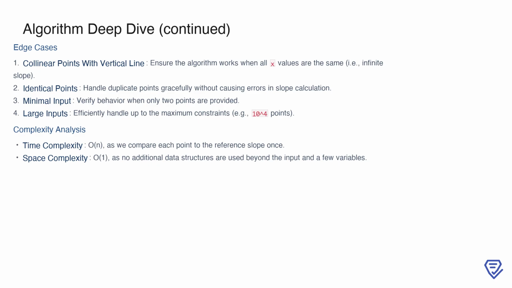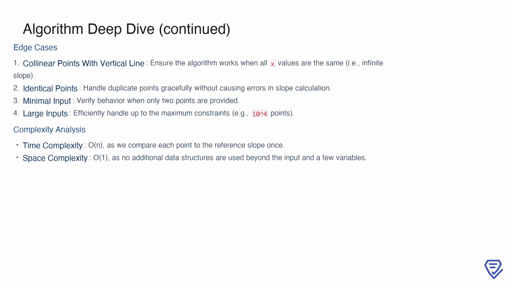When working with this algorithm, it's important to account for edge cases to ensure robustness. One key scenario is collinear points with a vertical line, where all x values are the same, resulting in an infinite slope. The algorithm should handle this gracefully using the cross-multiplication method. Another situation is when there are duplicate points, which must not disrupt the slope calculations. Additionally, we need to verify how the algorithm behaves with minimal input, such as just 2 points, which should always return true. Lastly, the algorithm must efficiently handle large inputs, up to the maximum constraint of 10⁴ points.